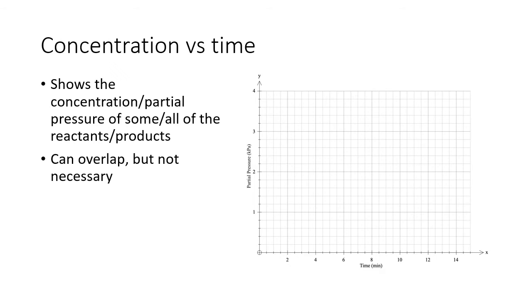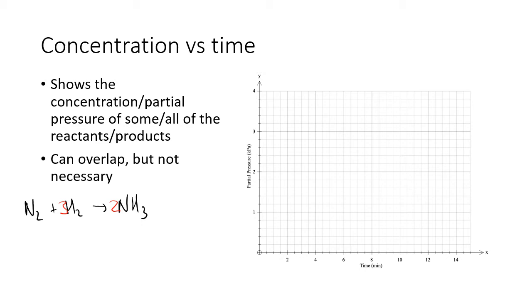Now let's have a look at concentration versus time. Concentration shows the concentration or the partial pressure of some or all of the reactants and the products. They can overlap each other, but not necessarily. Let's, for example, do N2 plus H2 goes to NH3. That's not a balanced equation, so let's balance that. That becomes a 3, that becomes a 2, and that's balanced. Now let's go draw these.